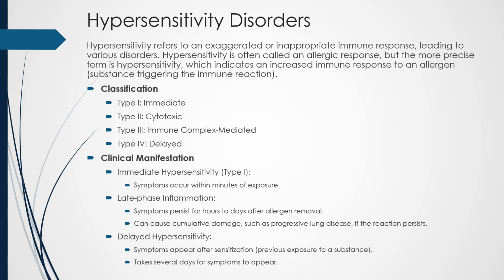It is classified as type 1, type 2, type 3, and type 4. Type 1 has a rapid response within minutes of exposure. Symptoms include redness, swelling, tearing, runny nose. Type 2 involves destruction of target cells, often due to antibody-mediated destruction. Type 3 is the formation of immune complexes that deposit in tissues, leading to inflammation and damage. And type 4 occurs after sensitization to certain drugs or chemicals. Symptoms take several days to manifest.